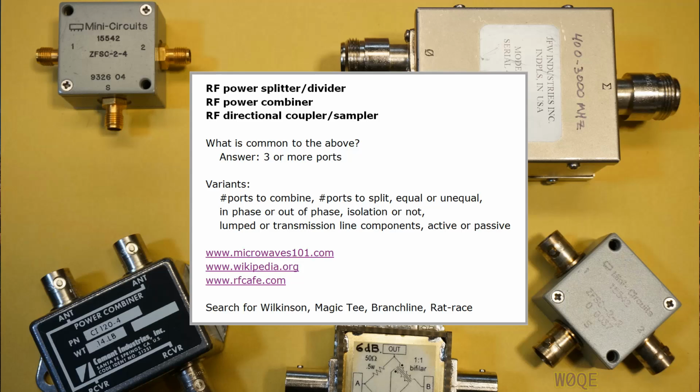Today's topic is about RF power splitters, dividers, combiners, couplers, and samplers. An RF power splitter or divider, which are almost exactly the same thing, takes a single RF input and splits or divides it to several ports. An RF power combiner takes several different RF inputs and combines them to one output.